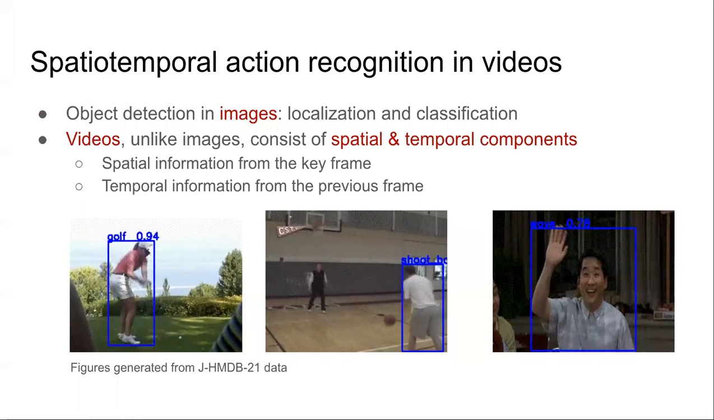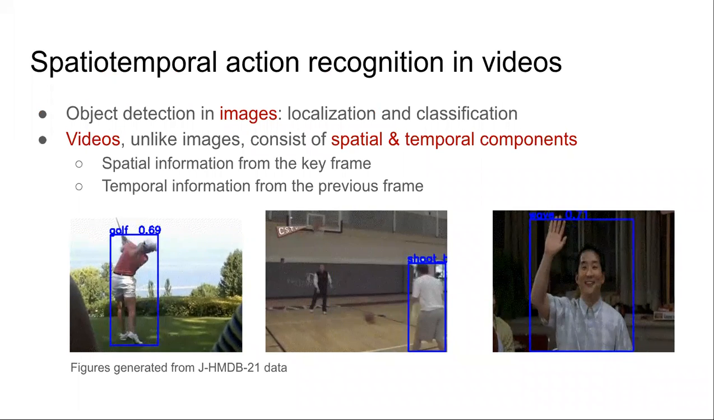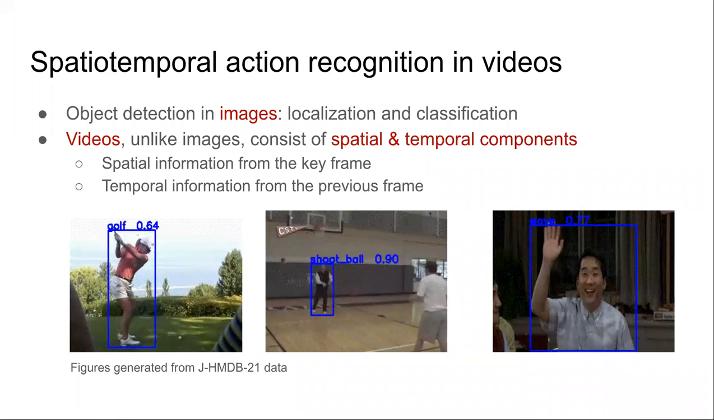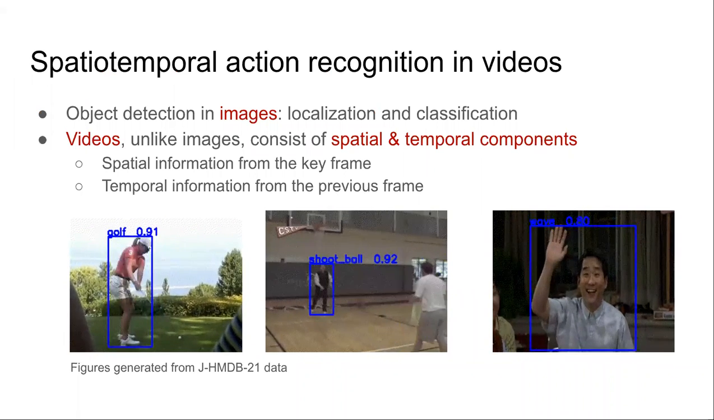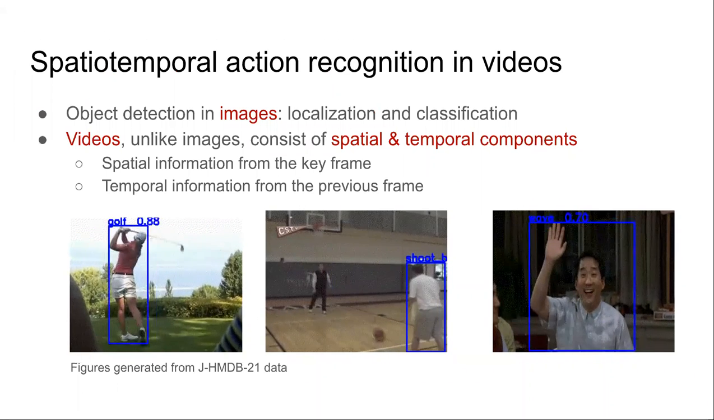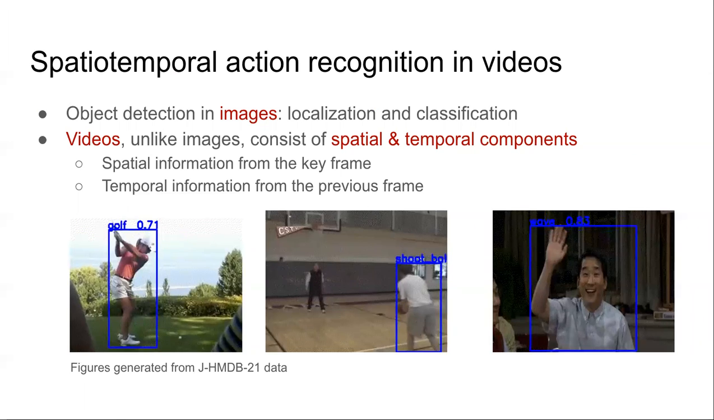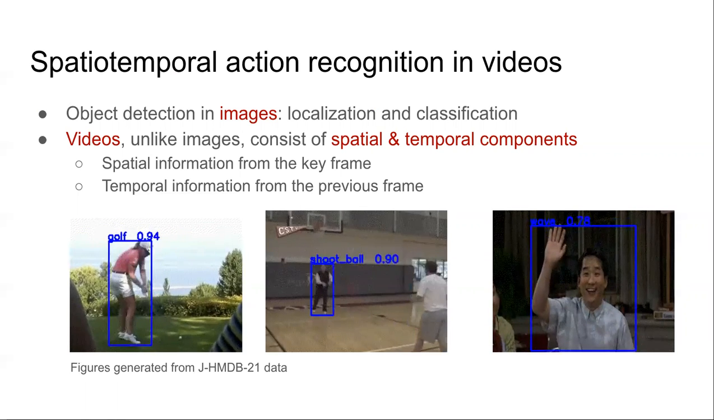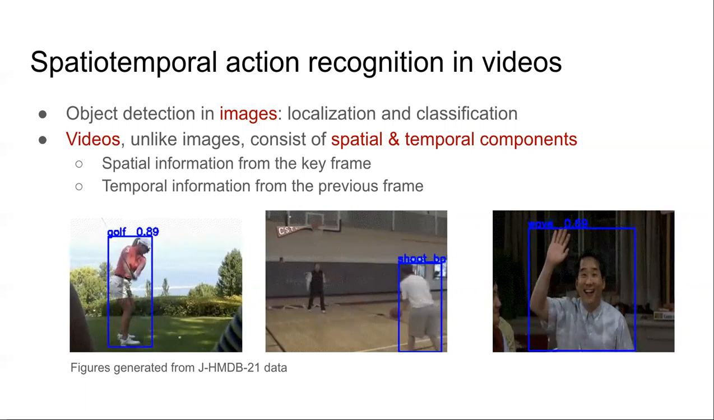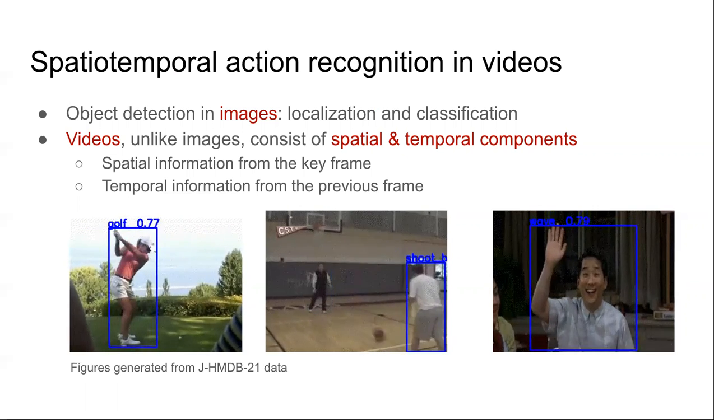Object detection focuses on detecting object location and classification in a given image. Recently, much attention has been drawn to the field of spatial temporal action recognition in videos. Videos, however, are time series of images that consist of both spatial and temporal components. Hence, spatial temporal action recognition requires both spatial and temporal information.